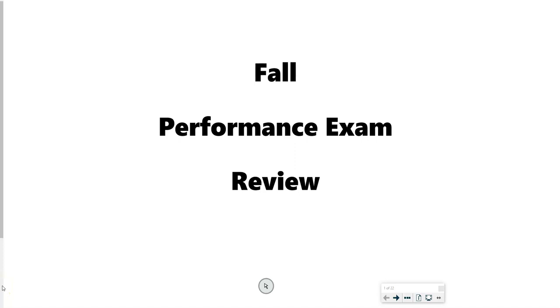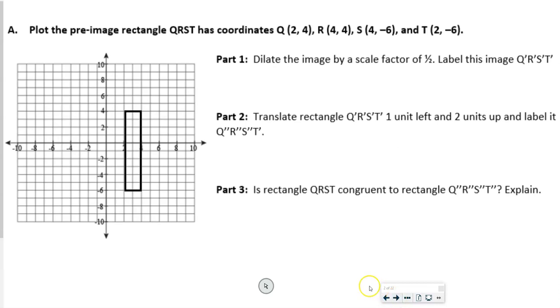So in this video, I'm going to go over the performance final exam review. So first of all, it says plot the preimage rectangle QRST with the coordinates 2, 4, 4, 4, 4, -6, and 2, -6. So that's what these points are. So we have Q here at 2, R, and then S, and then T.